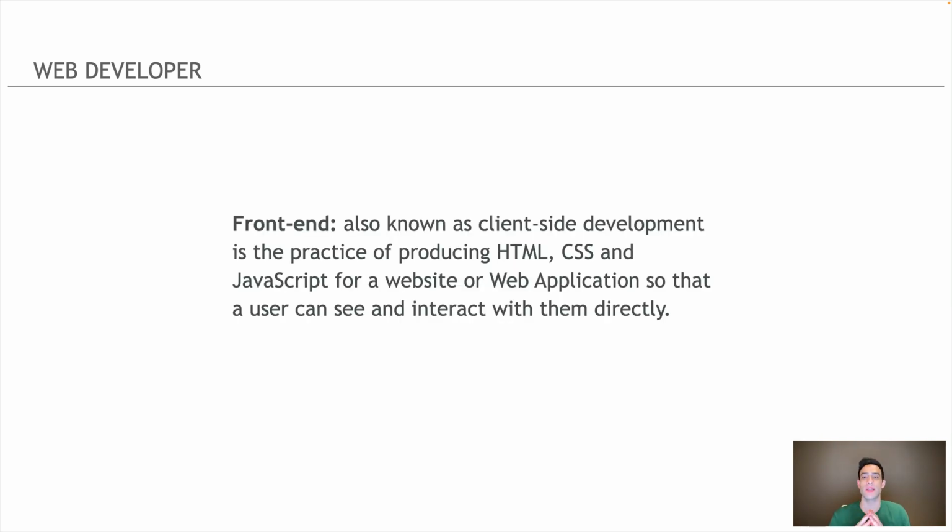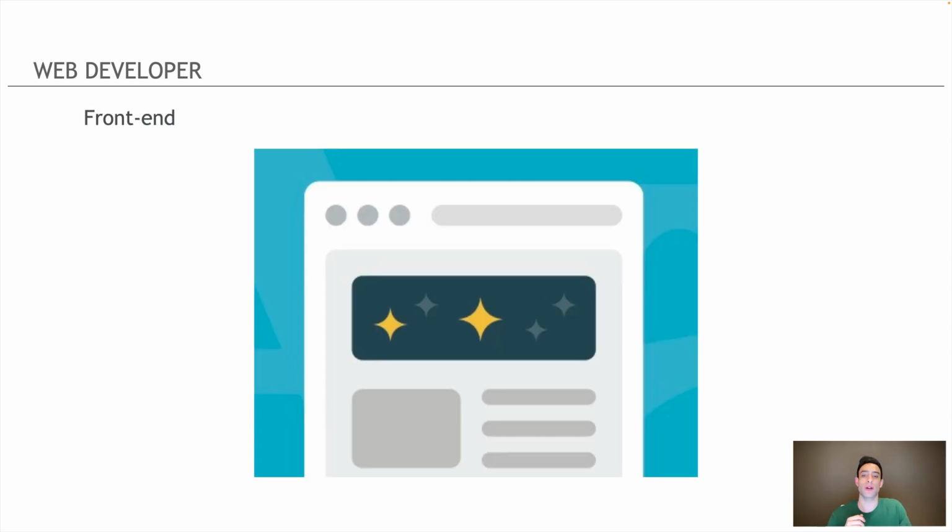So front end, also known as client-side development, is the practice of producing HTML, CSS, and JavaScript for a website or web application so that a user can see it and interact with it directly. You can think of front end as like the layout of the application, how it's laid out, like the buttons, the paragraphs. With Facebook, for instance, when you log into the app, that's all the front end.